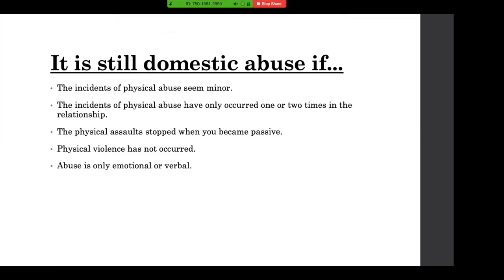So, it is still domestic abuse if the incidents of physical abuse seem minor. It is still domestic abuse if the incidents of physical abuse have only occurred 1 or 2 times in the relationship. It is still domestic abuse if the physical assaults stopped when you became passive. It is still domestic abuse if physical violence has not occurred. It is still domestic abuse if it is only emotional or verbal.